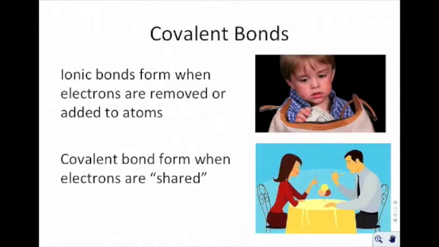The second type of bond we need to talk about is called a covalent bond. Where ionic bonds form when electrons are removed or added to an atom, covalent bonds form whenever the electrons are shared between each other. So whenever we talk about a covalent bond, we're not talking about taking something away from somebody. We're talking about two different atoms sharing the same set of electrons.